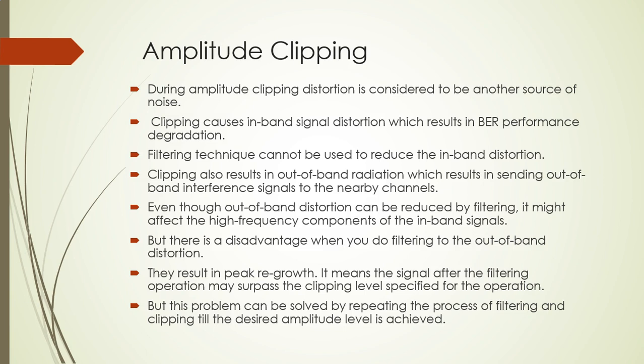Even though out-of-band distortion can be reduced by filtering, it might affect the high-frequency components of the in-band signals. But there's an advantage when you do filtering to the out-of-band distortion. They result in peak regrowth. That means that the signal after the filtering operation may surpass the clipping level specified for the operation. But this problem can be solved by repeating the process of filtering and clipping till the desired amplitude level is achieved.